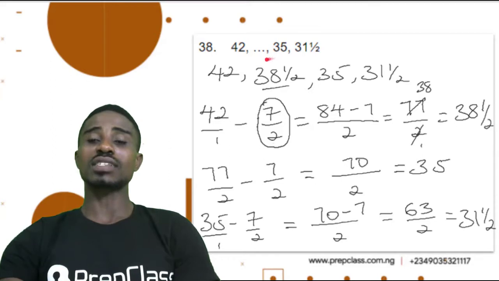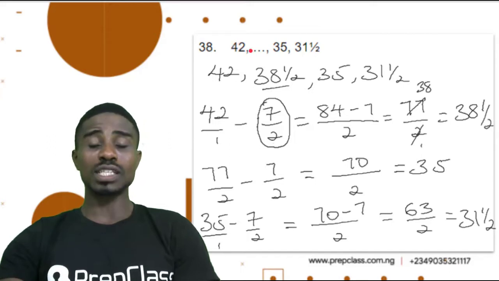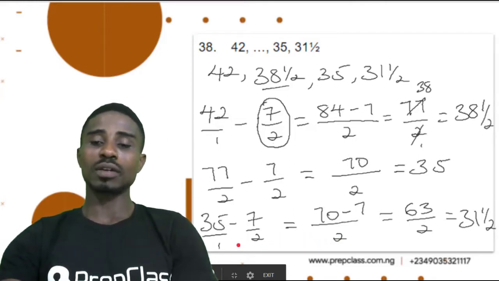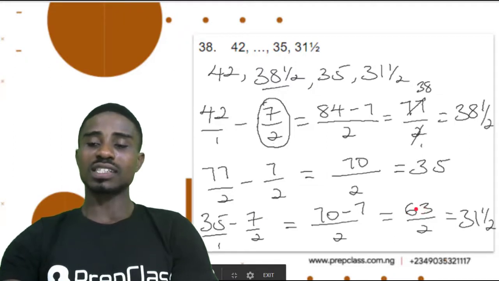So we can agree to this that our answer here would be 38.5. So 42 minus 3.5 will give us 38.5. And if we say 35 minus 3.5, it will also give us 31.5. Using 7 over 2 as our representative for 3.5, we find the LCM of 1 and 2, which is 2. So we'll say 2 divided by 1 will give us 2. So 2 times 35 will give us 70. And 2 divided by 2 will give us 1. 1 times 7 will give us 7. So 70 minus 7 will give us 63. And 63 divided by 2 will give us 31.5.